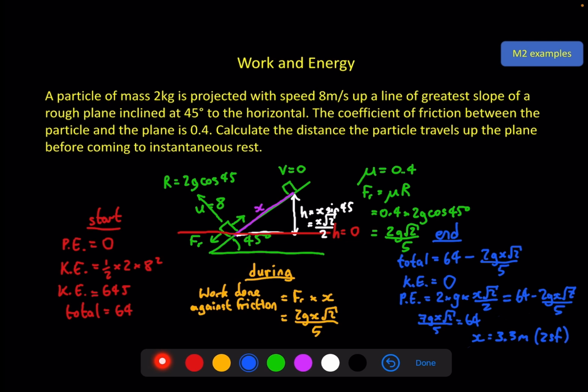So just to recap the overall idea here, we looked at the total energy at the start, saw that work was done against friction during the motion, so this energy had to be taken away from the total energy in the system to give us the amount of energy that was left at the end of the motion, and at that point we knew that all of this was going to be potential energy, so we could equate the potential energy to the total energy that was left to work out x.